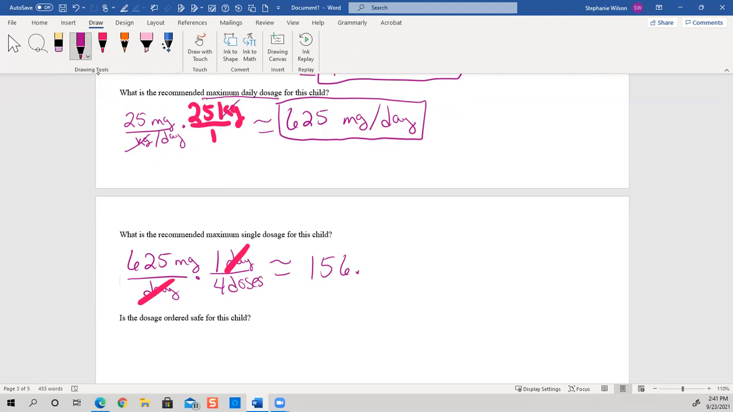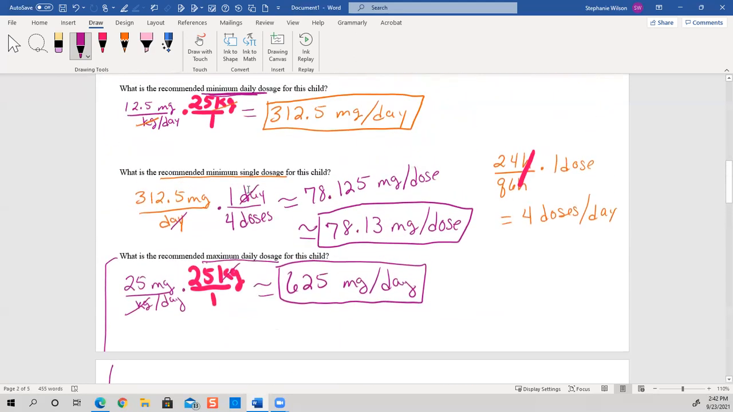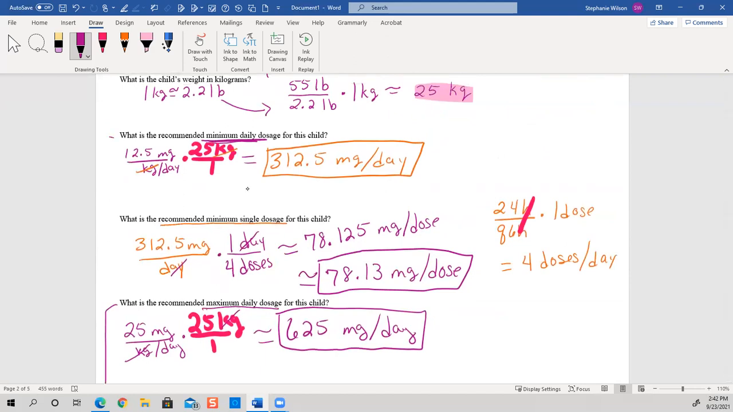Whoops, my notation. Notation is important, guys. We want everybody to be able to read what we're writing. It's very important. This math is extremely important. You're helping save people's lives. We can hurt them or help them. We'd rather help them. Okay. So we did good, guys. We figured out the maximum single dose and the maximum daily dose. Then we figured out the minimum daily dose and the minimum single dose.